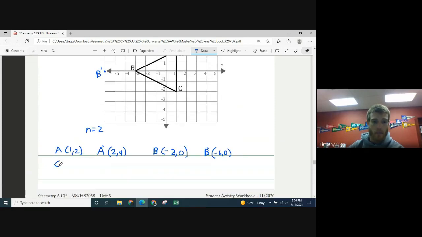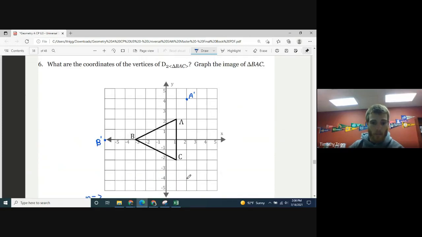And C is currently at (1, -2). So C prime would be at (2, -4). (2, -4) is where C prime lives. Connect these 3 points to create the image.